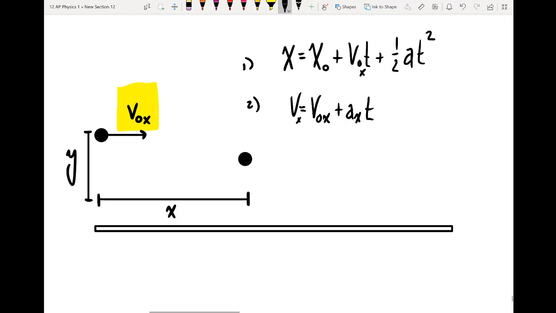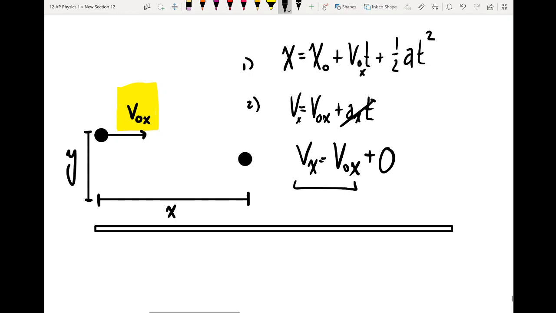One thing that I know about projectiles in the horizontal direction is that they have an acceleration of 0. There's no force acting on them in the horizontal direction. Vertically, we have gravity pulling us down, but horizontally, there is nothing accelerating us. So if we look at equation 2, Vx equals V naught x plus 0, because the acceleration is 0.